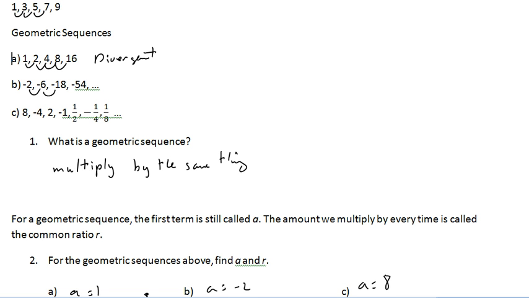Okay, and in B, they're going to keep getting smaller, if you want to call negative smaller. Either way, they're not getting anywhere near 0. So that one's also divergent. Notice in C, our fractions keep getting closer and closer to 0 every time. So an eighth is closer than a quarter. Negative a 16th will be closer than an eighth. 1/32 will be closer than that. So in this case, we keep getting closer and closer to 0, so this one is convergent.